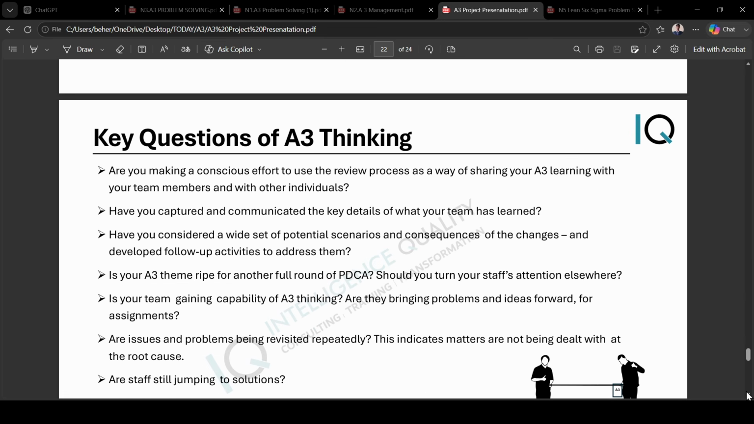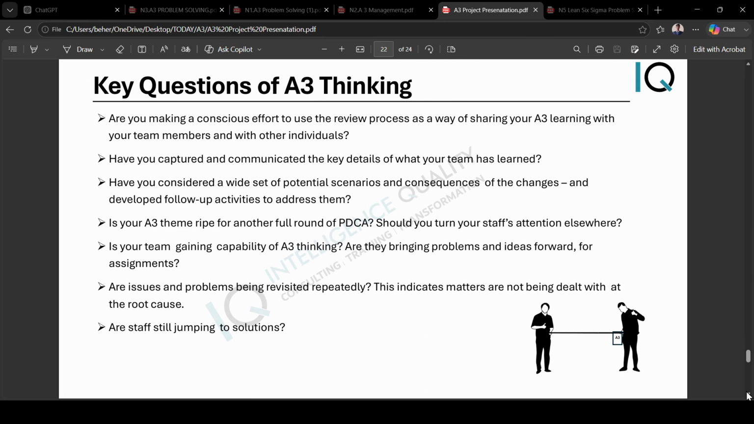Key question of the entry thinking. So are you making a concise effort to use the review process as a way of sharing your learning with your team members and other individuals? Have you captured and communicated the key details? What has your team learned? Have you considered a wide set of potential scenarios and consequences of the changes and developed follow-up activity to address them? Is your A3 theme right for another program competition?